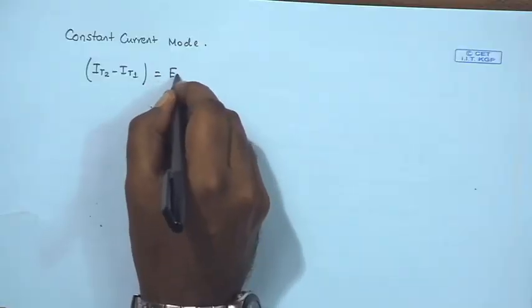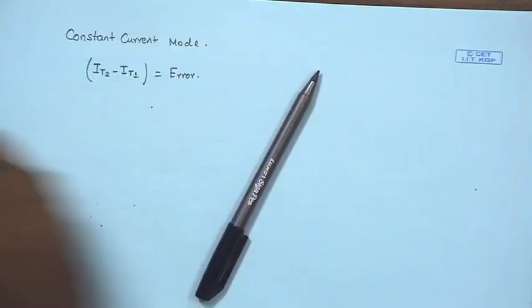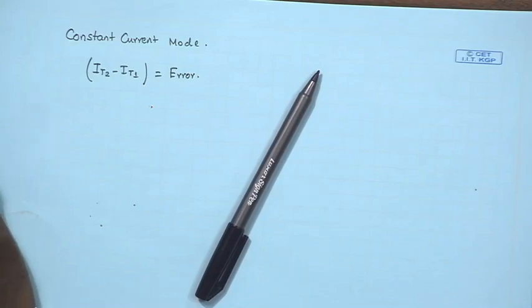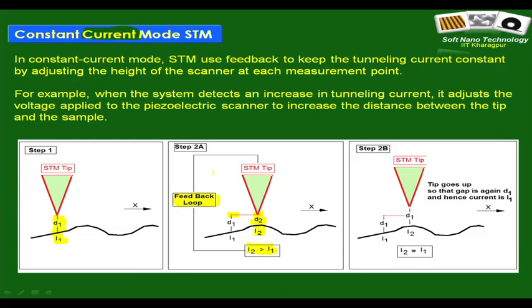So, this error is simply fed to the feedback loop here. So, what does the feedback loop do? The feedback loop now has some arrangement. What arrangement, I will talk about later. In the context of AFM I will explain it better. So, it retracts the tip upward.